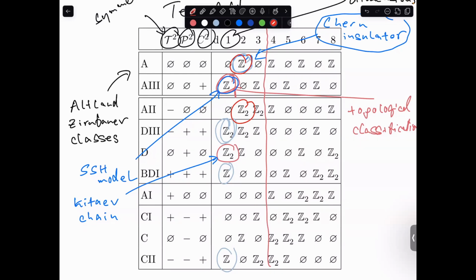Oh, wow. It's really interesting, guys. Okay, then who wants to see the higher order TIs? Okay, so we'll go to crystalline symmetries.